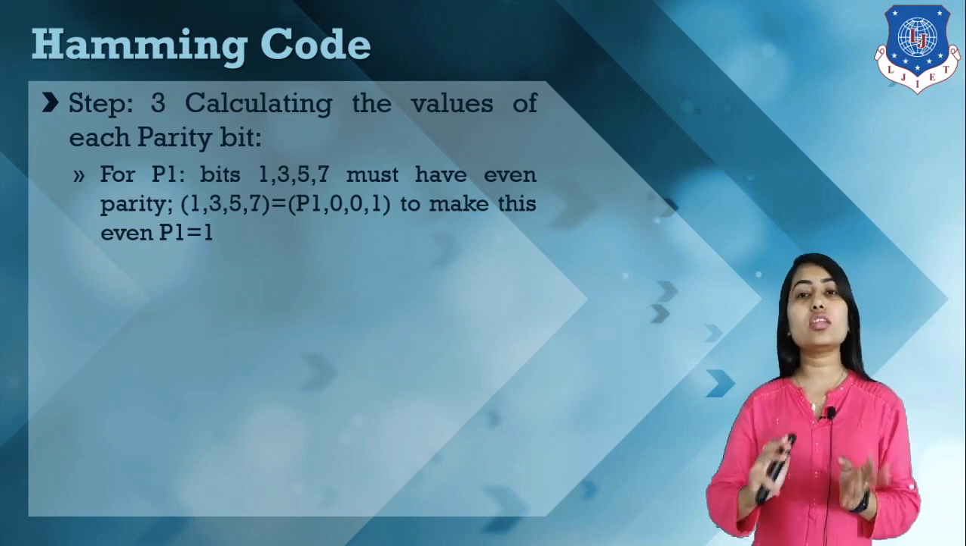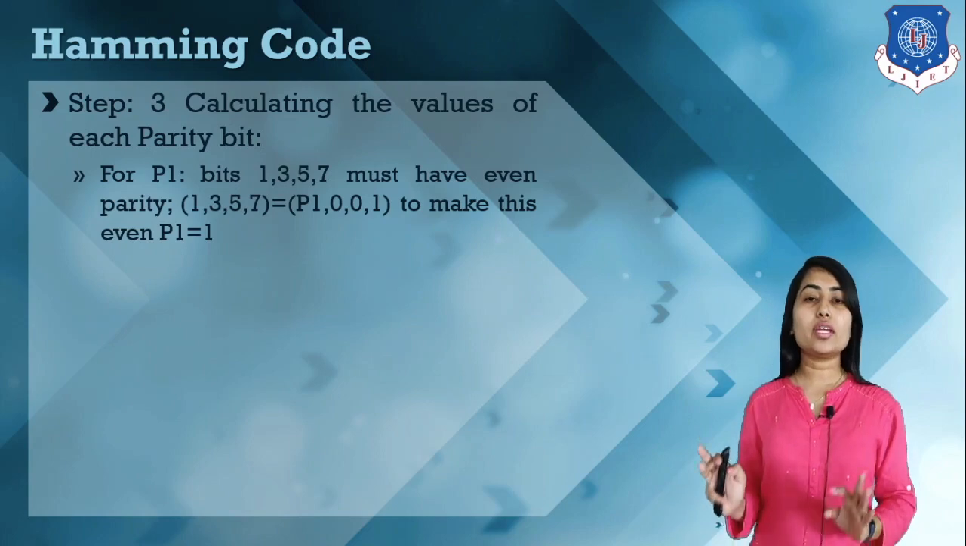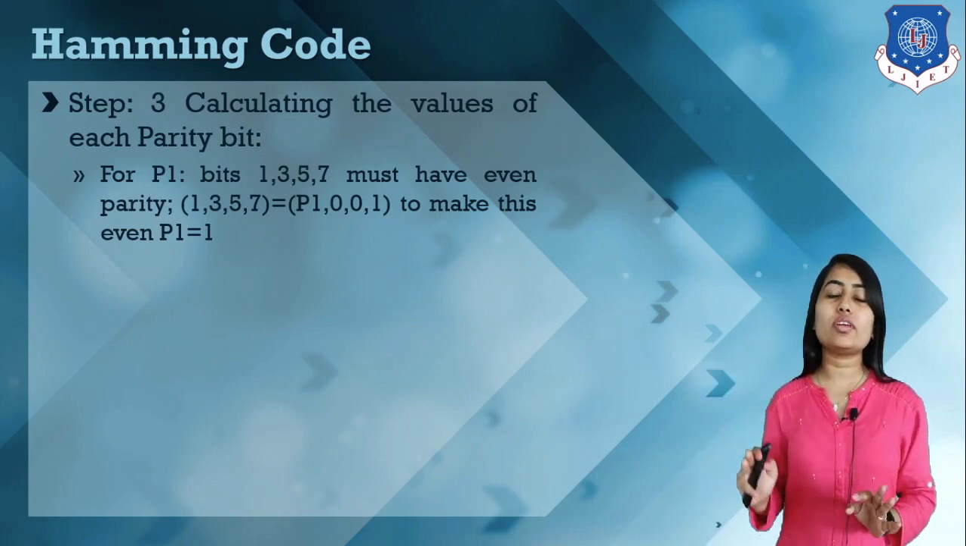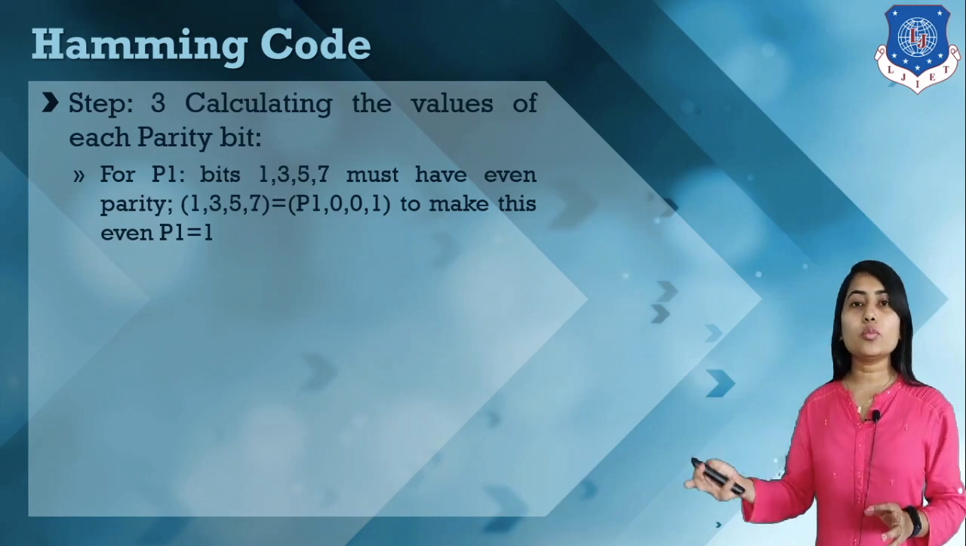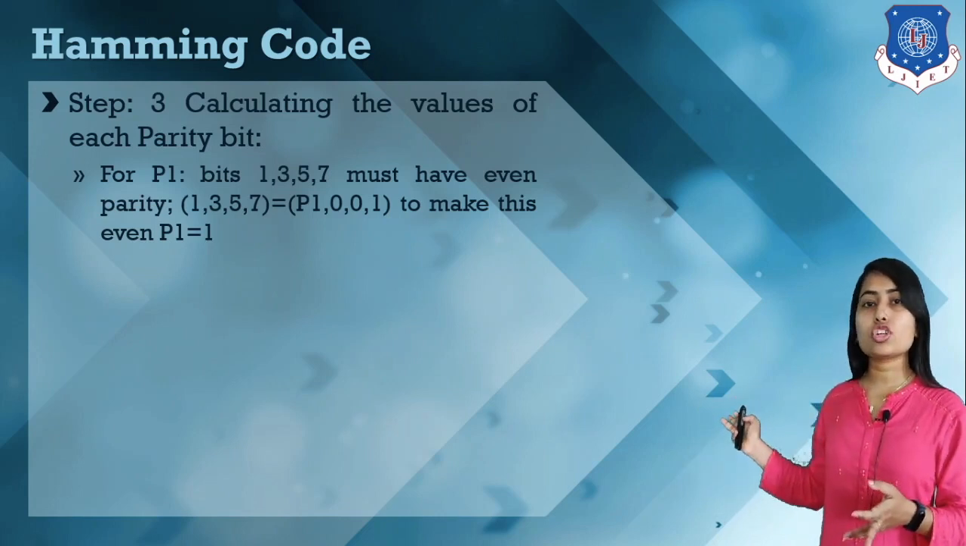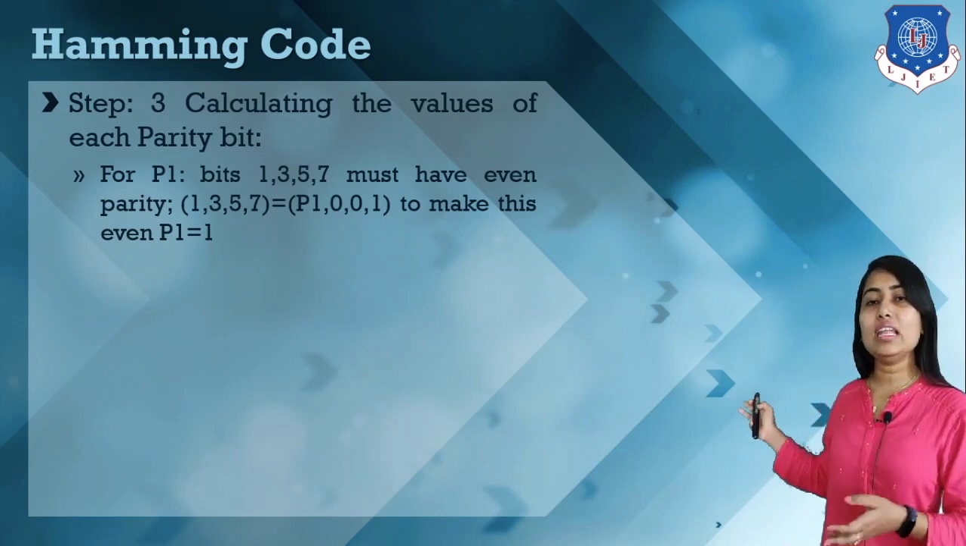That means positions 1, 3, 5, 7 have even parity. Here we have bits up to 7, so we just have to check up to 7. If we have a further position, we have to write that position also: 7, 9, 11 and so on.